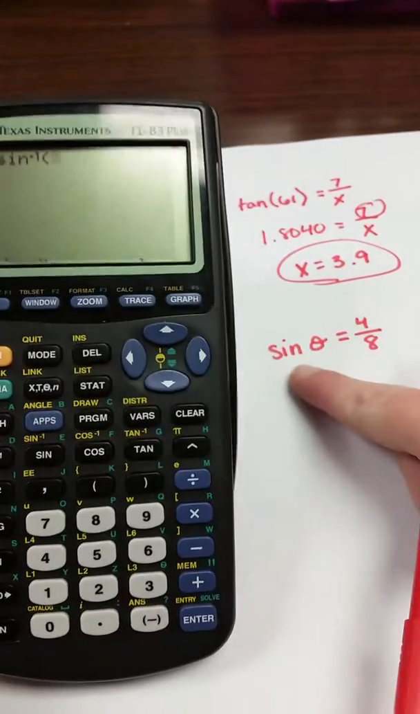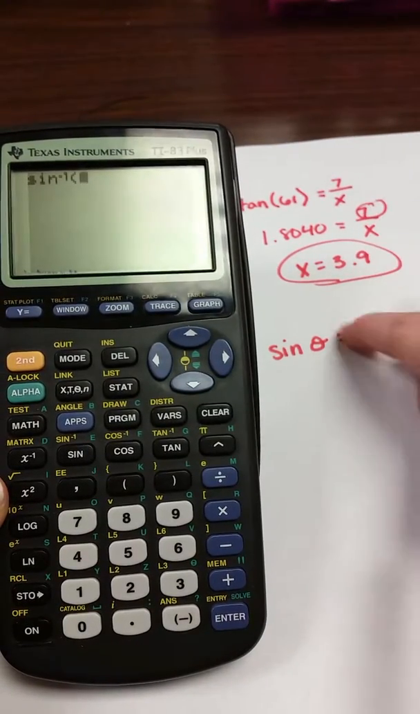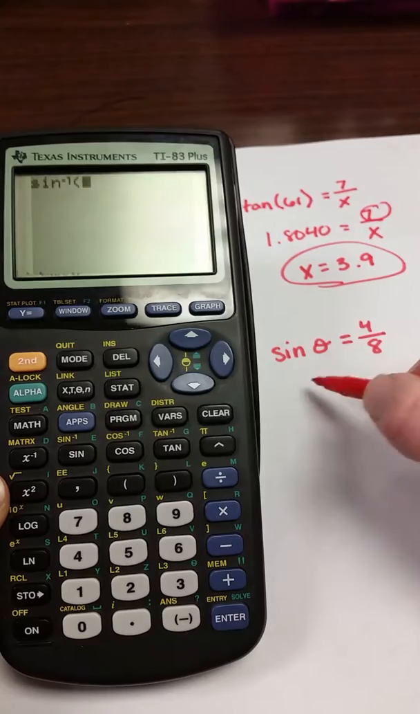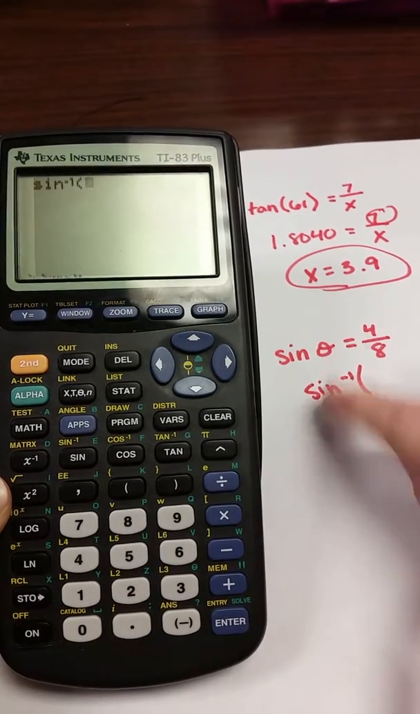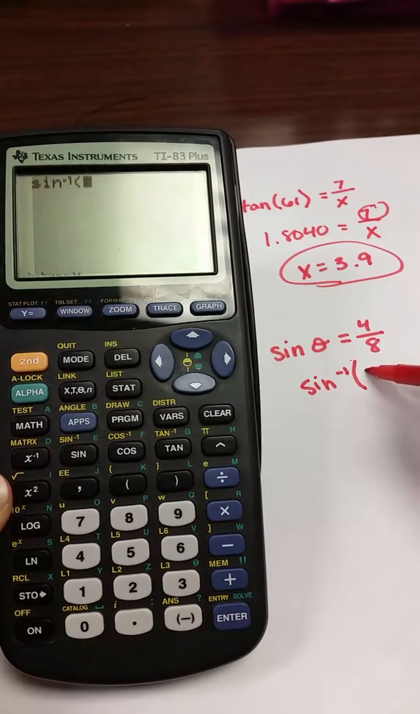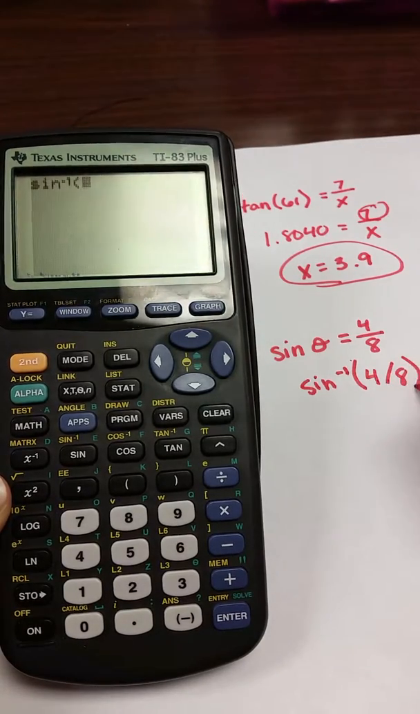So for sine to the -1, then you're going to just put in this fraction. So on your paper here, sine to the -1, this is called the inverse sine. So sine inverse, and you're going to do 4 divided by 8.